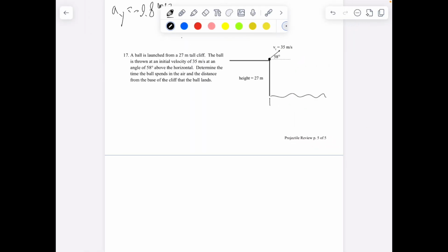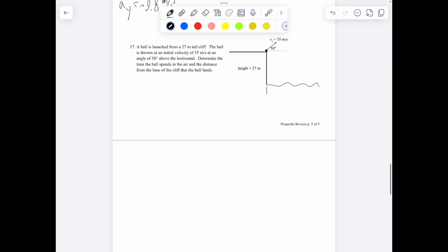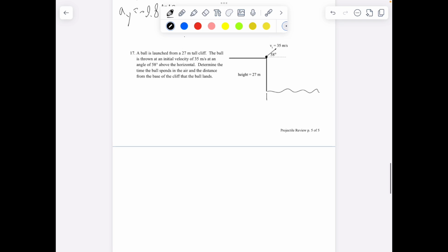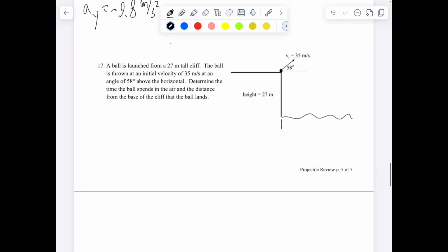All right, let's get into our last problem, number 17. This one is a bit of a doozy, so let's go through it together. A ball is launched from a 75-meter tall cliff. The ball is thrown at an initial velocity of 35 meters per second at an angle 58 degrees above the horizontal. Determine the time the ball spends in the air and the distance from the base of the cliff that the ball lands. So let's first identify what we are actually solving for.